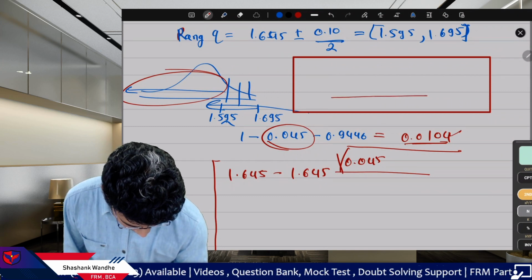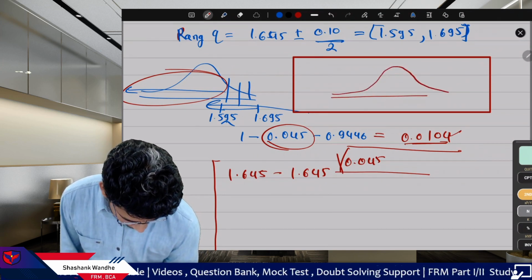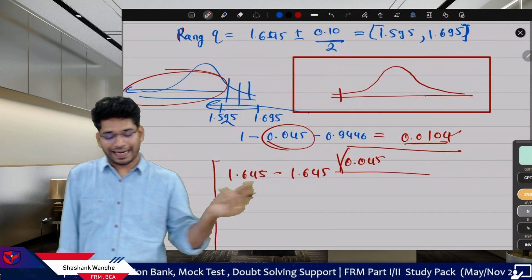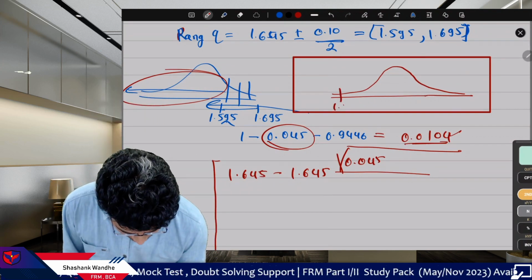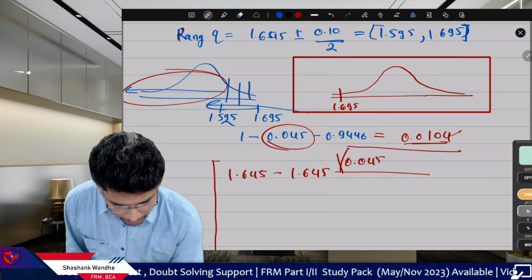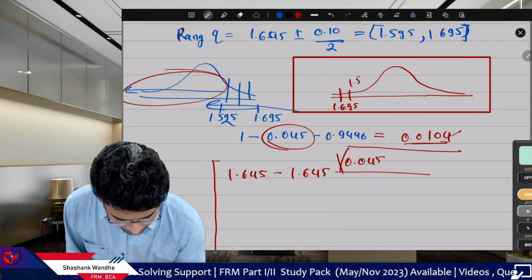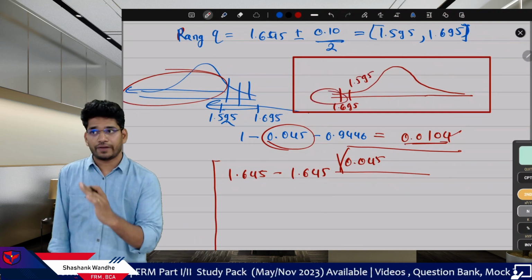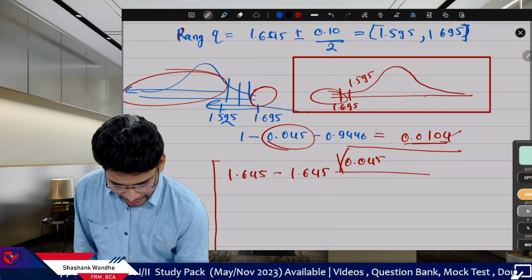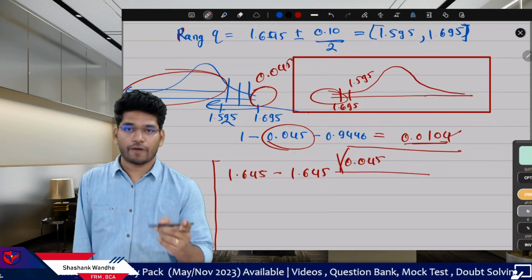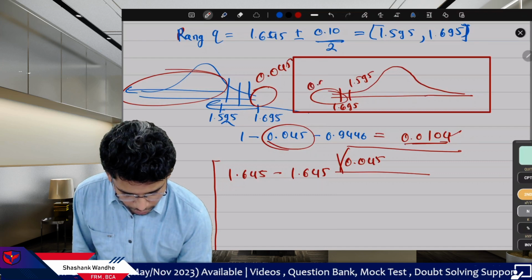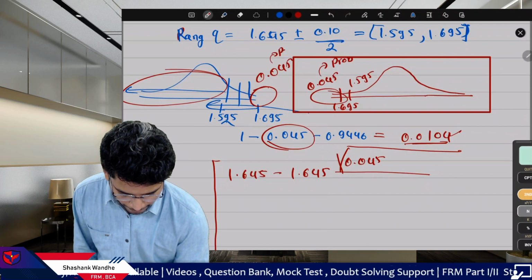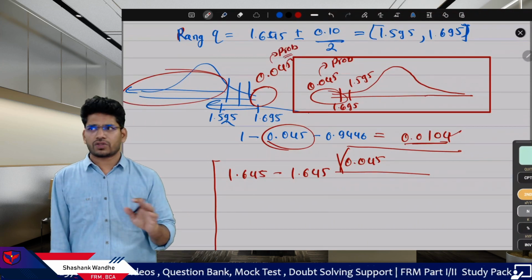Now see, if we create the bin on this side instead of the right side, 1.695 will come here, and I'm roughly drawing 1.595, and we are interested in the tail, right? So we are interested in the left tail. So if the right side is 0.045, then obviously the left side will also be 0.045, and this is the probability, right? So this is probability, this is probability.